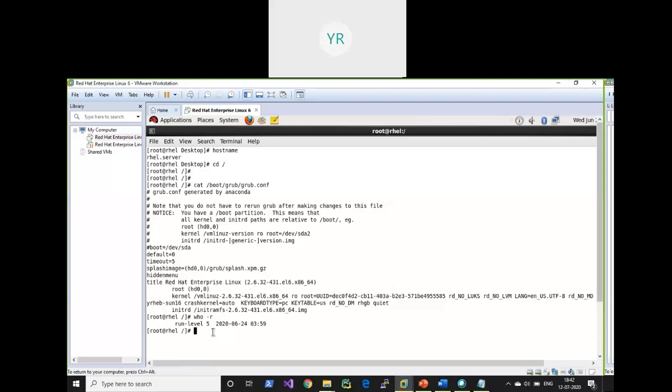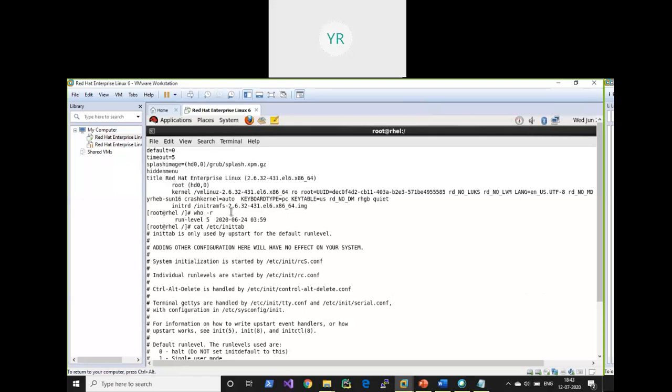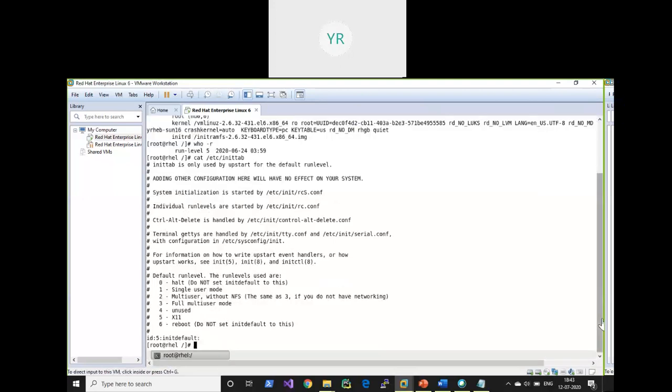Okay, the same can be seen from a file: cat /etc/inittab. In this file you have the information about the run level. Read this one if you have some time. At the end of the line, if you see here, id:5, my run level is 5.